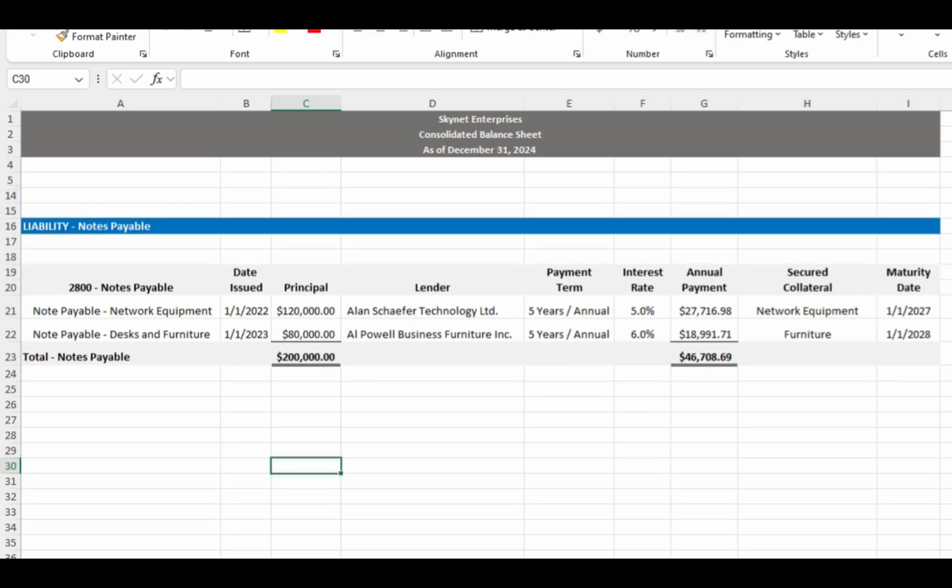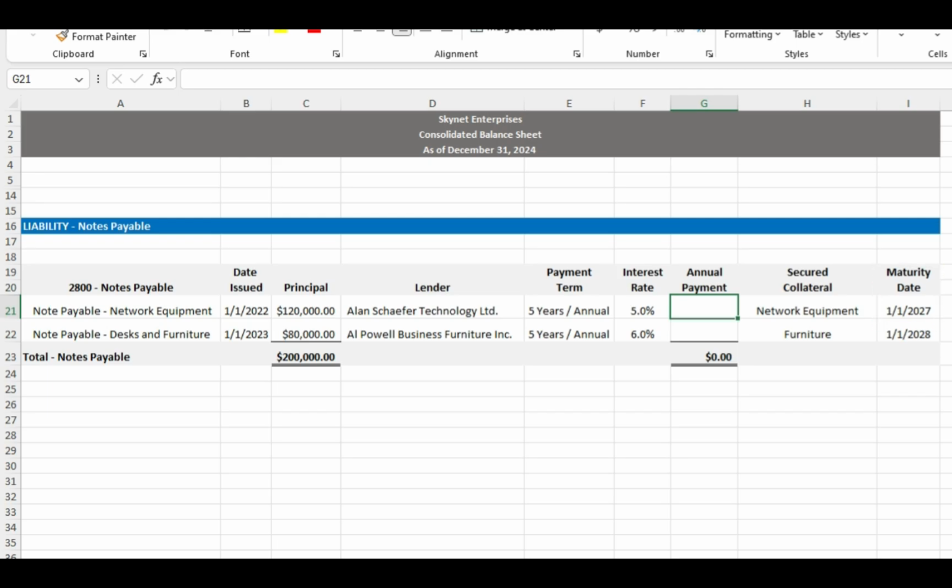So our two notes in this situation are two notes payable, GL account 2800. We've taken out a note to buy network equipment from Allen Schaefer Technology Limited. It's a 5-year promissory note for $120,000. It was issued 1/1/2022. I'm going out of sequence here. At a 5% interest rate. And we'll do that calculation just real quick. We'll do that annual payment again for repetition. These are secured. The collateral is going to be what we purchase under these promissory notes, and the maturity date is 5 years from the issue date.